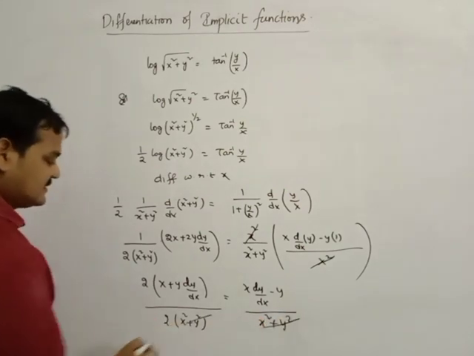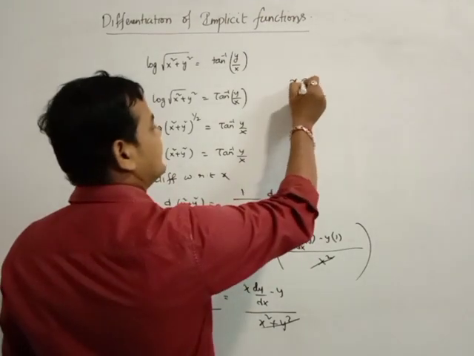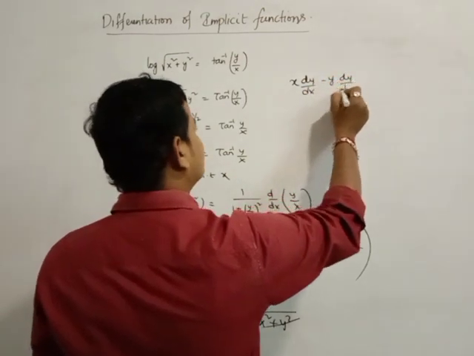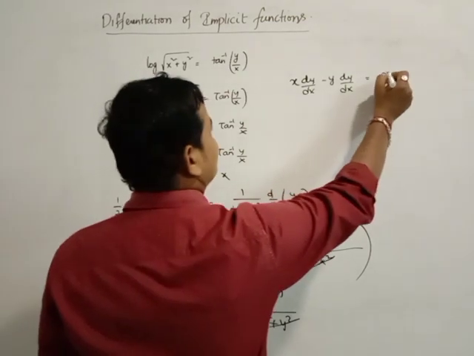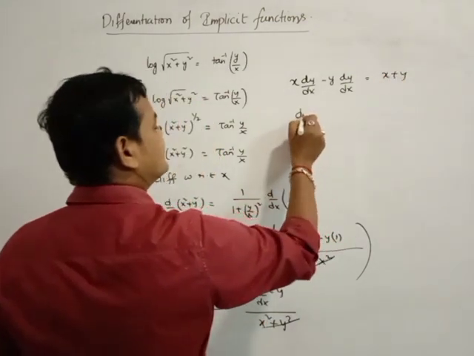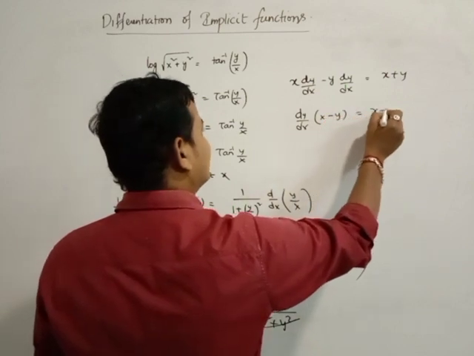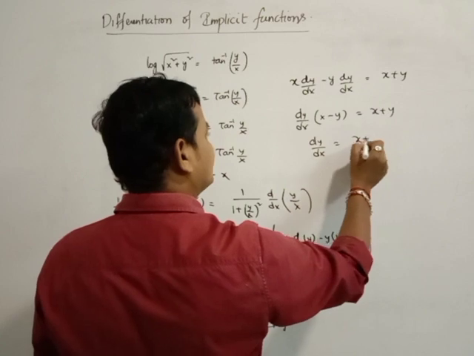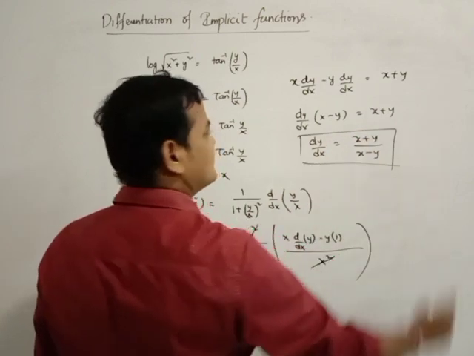This 2 cancels. Take the y term this side and the x term that side. So finally x dy by dx minus y dy by dx is equal to x plus y, since y comes to this side. So take dy by dx common: dy by dx times (x minus y) is equal to x plus y. So dy by dx is equal to x plus y by x minus y. That's the solution of this question.